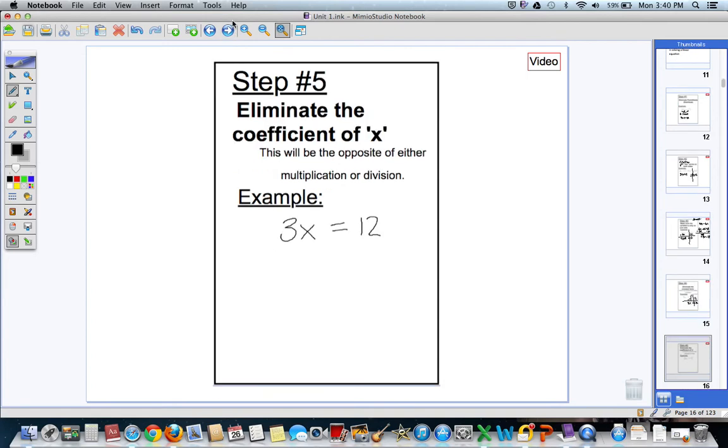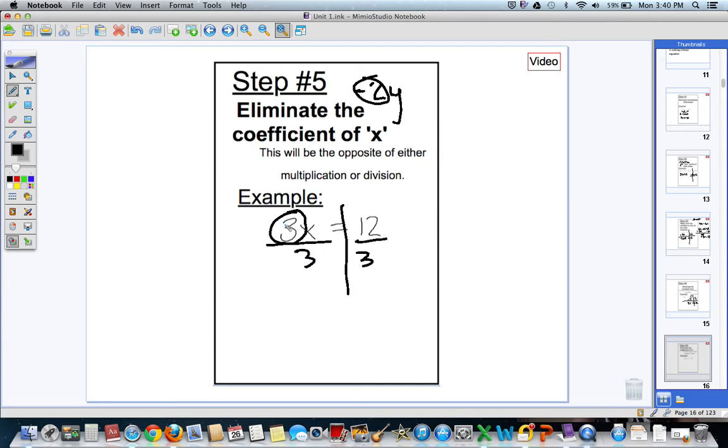Step 5, eliminate the coefficient of x. The coefficient is the number that's attached to your variable. So the coefficient here is 3. If I had this, my coefficient here is a negative 2. So this is going to be the opposite of multiplication or division. When my 3 is touching my x, that means multiplication. So we do the opposite of multiplication. So what we're going to do is divide both sides by that number.